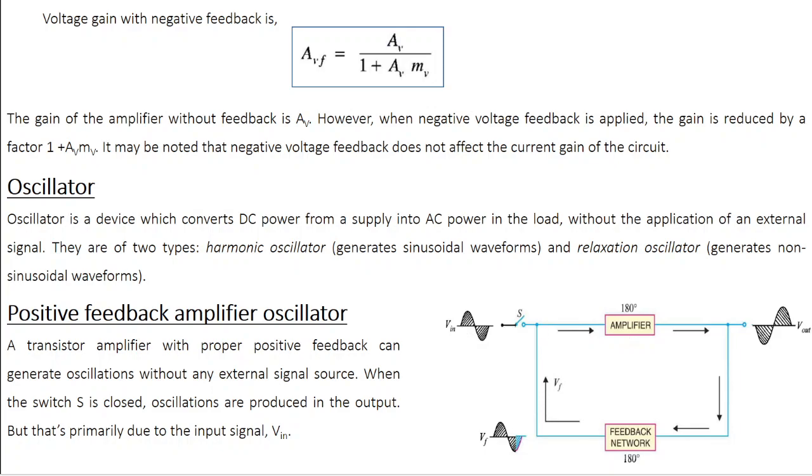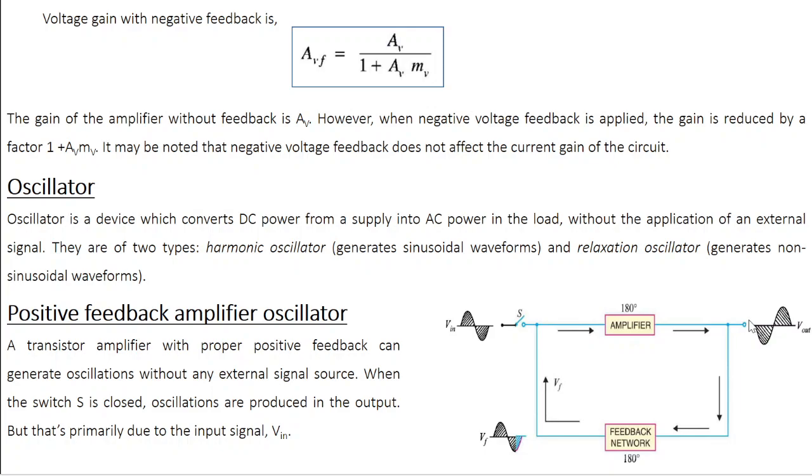So when you give input, you can see oscillations at the output. But these oscillations are primarily due to the input signal, right? But if you look at the definition, an oscillator is a device which produces oscillation without the application of an external signal. So when I close the switch, I cannot call it an actual oscillator, right? So I need to get rid of the input signal and somehow achieve oscillation at the output.